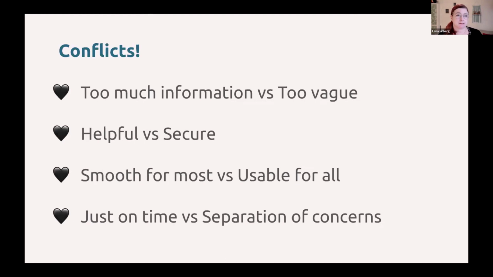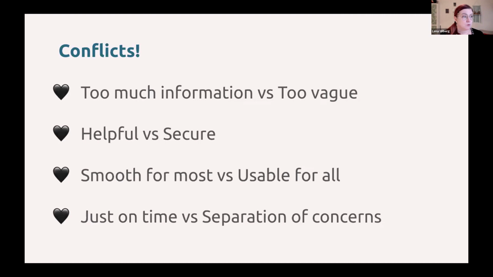We need to balance things like, do we give all the bells and whistles and make everything super pretty and flashy, or do we make sure that everyone can actually use it? And we need to consider things like, do we give every validation just in time, where it's easy to understand, it's fast, and it helps the users the most? Or do we want to make sure that we keep network traffic and separation of concerns tight? And these are just 4 conflicts between these. There are many, many more, and many more perspectives to take into consideration.